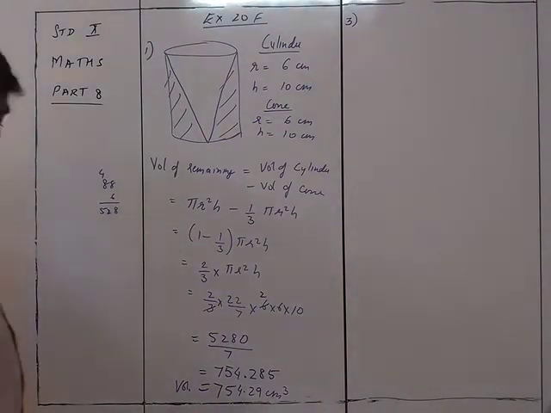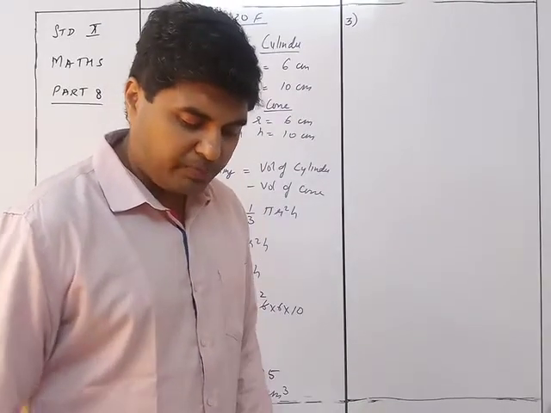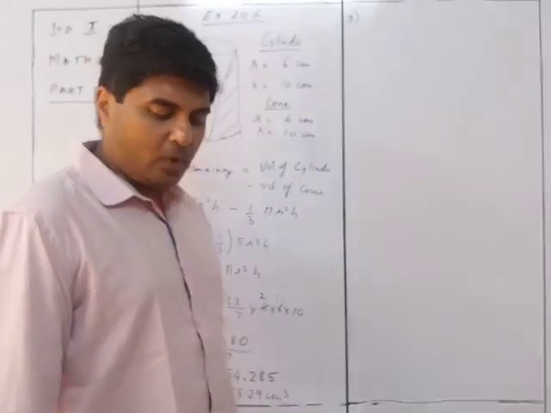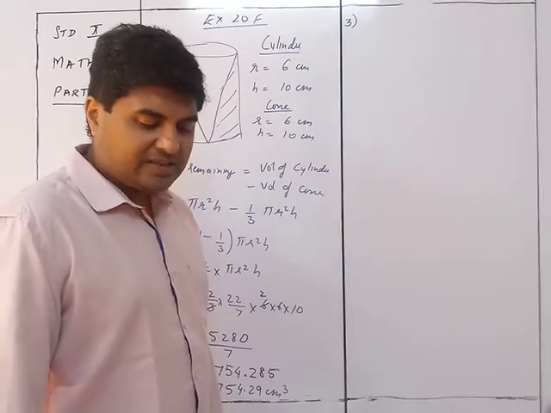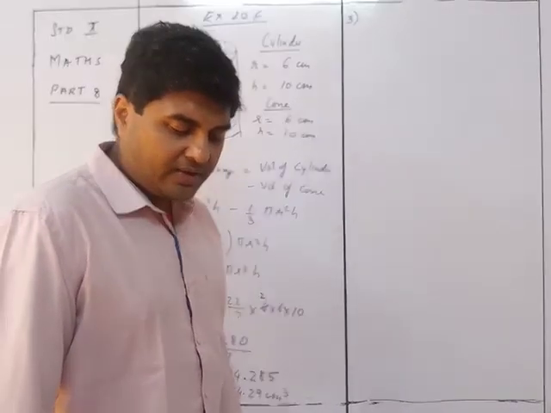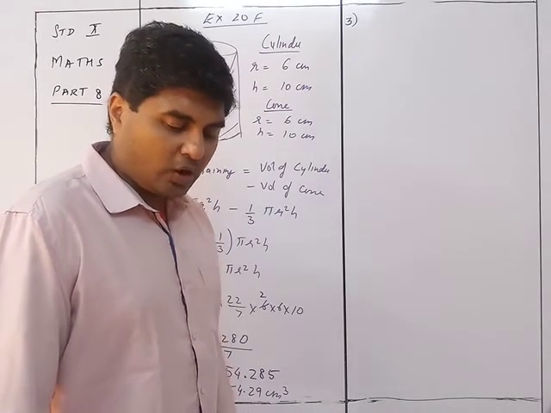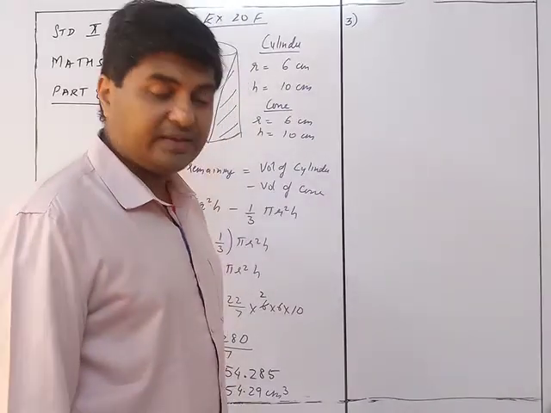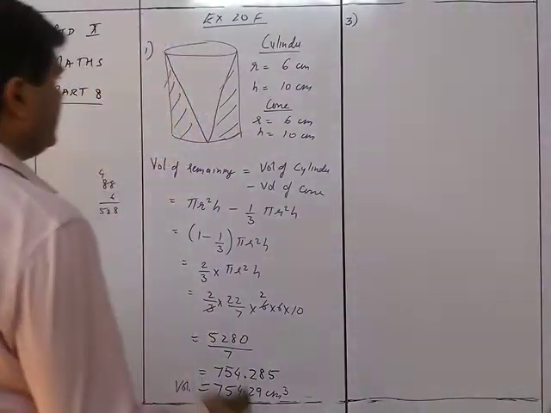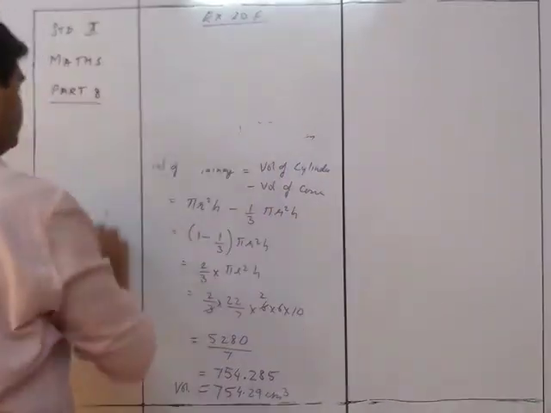A circus tent is cylindrical to a height of 4 meters and conical above it. If its diameter is 105 meters and its slant height is 80 meters, calculate the total area of the canvas required. Also find the total cost of the canvas used at rupees 15 per meter if the width is 1.5 meters. So here it's a bigger sum. So let's start from here.